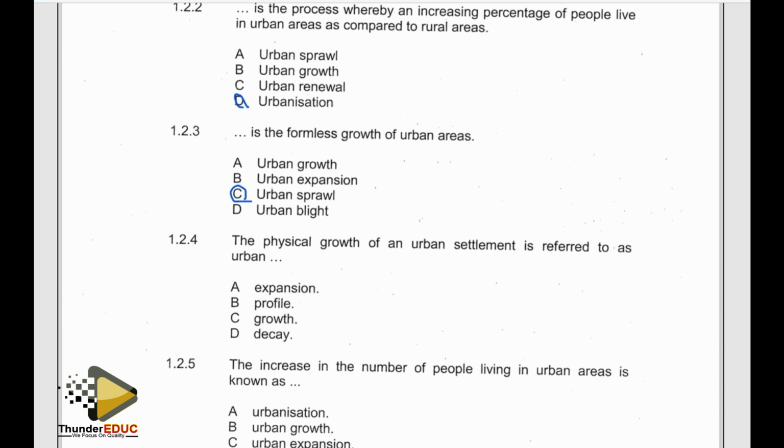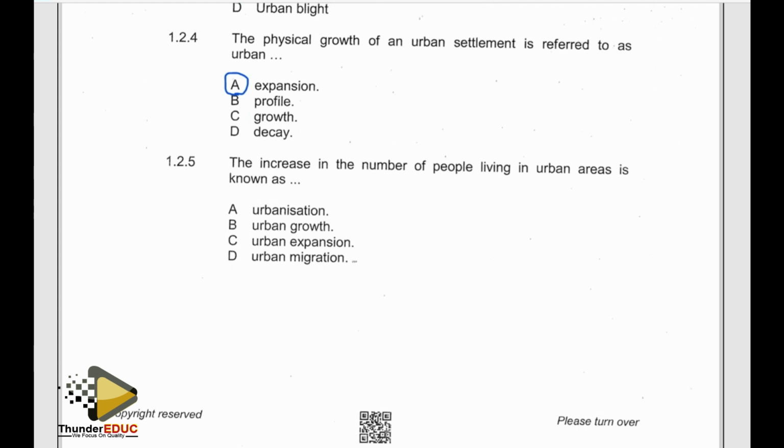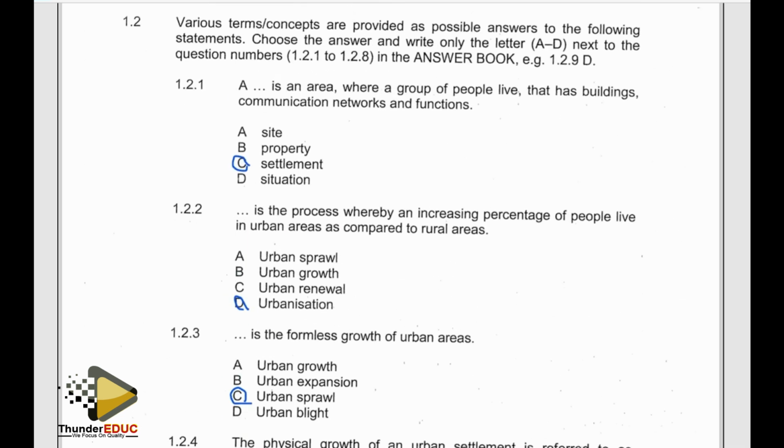The physical growth of an urban settlement is referred to as, I think we've also discussed this. This is expansion. We have tried to define the difference between the two. Right, this is urban expansion. Then, an increase in the number of people living in urban areas is known as, you are now seeing the difference between these two questions. The increase in the number of people living in urban areas is known as. This question is not the same as the question about the process whereby an increasing percentage of people live in urban areas compared to rural areas. They are not the same.